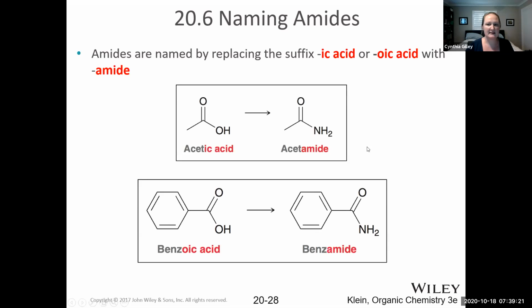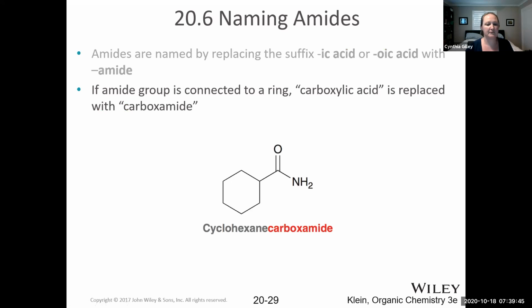Let's talk about amides. How do you name amides? Well, we're going to drop the suffix -ic acid, and in this case, add the suffix -amide. So acetic acid becomes acetamide. If you end up with an -oic acid, we actually drop the o as well. And so this benzoic acid becomes benzamide. If the amide is directly attached to cyclohexane, we're going to call it cyclohexane carboxamide.